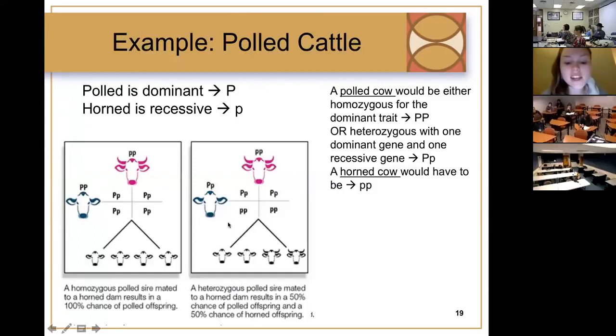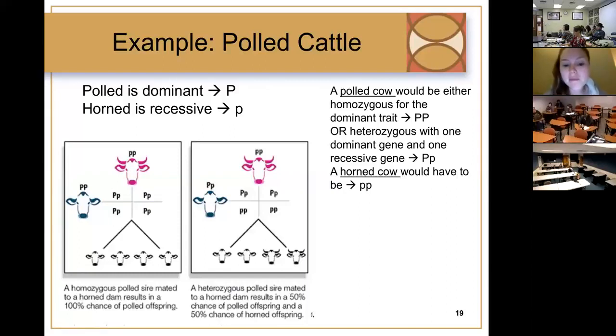So in this next example, we have a heterozygous polled sire mated to a horned dam. When you do that Punnett square and you carry those across, you get a little bit of a different outcome. So you have 50% that are going to be heterozygous, and then what are these at the bottom? Are they hetero or homo? Homozygous, right, because there's two little p, they're the same.